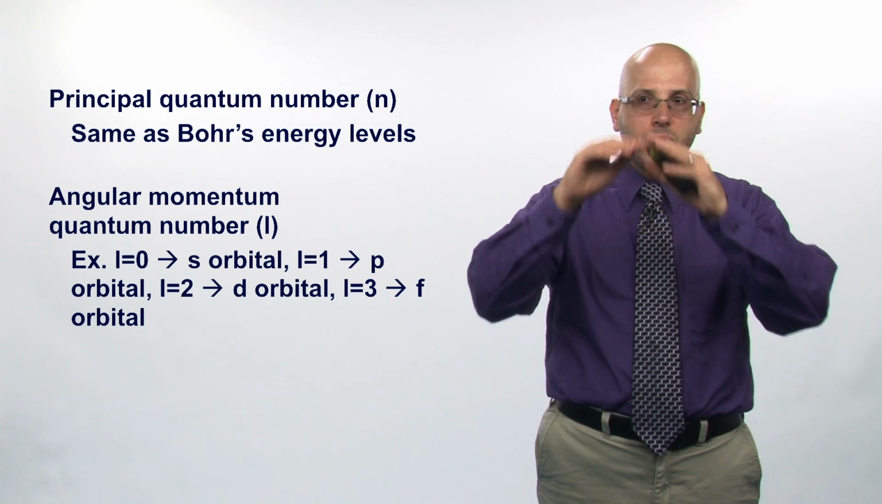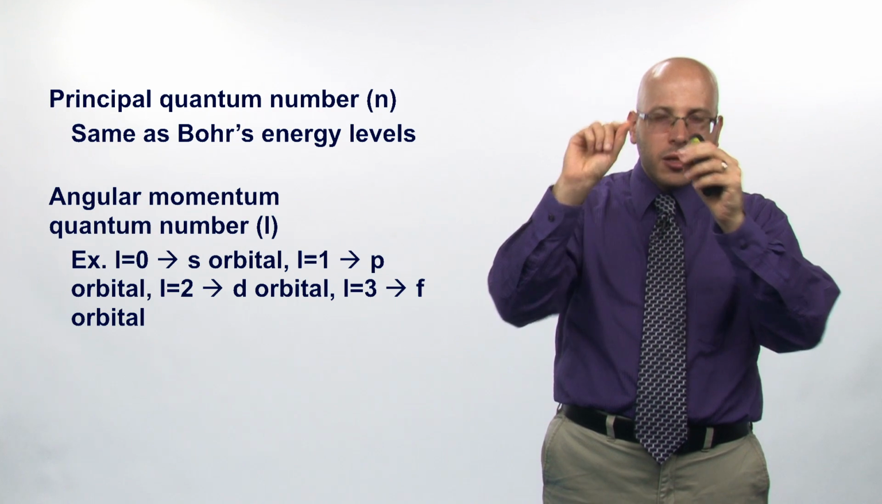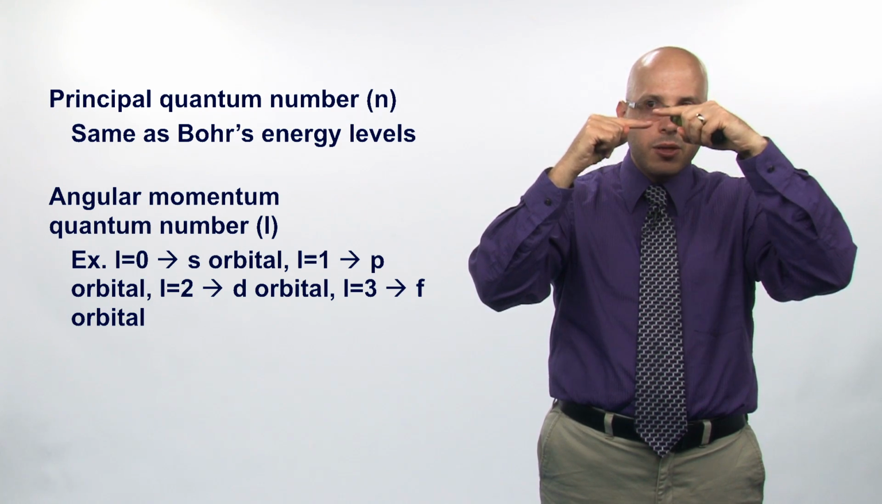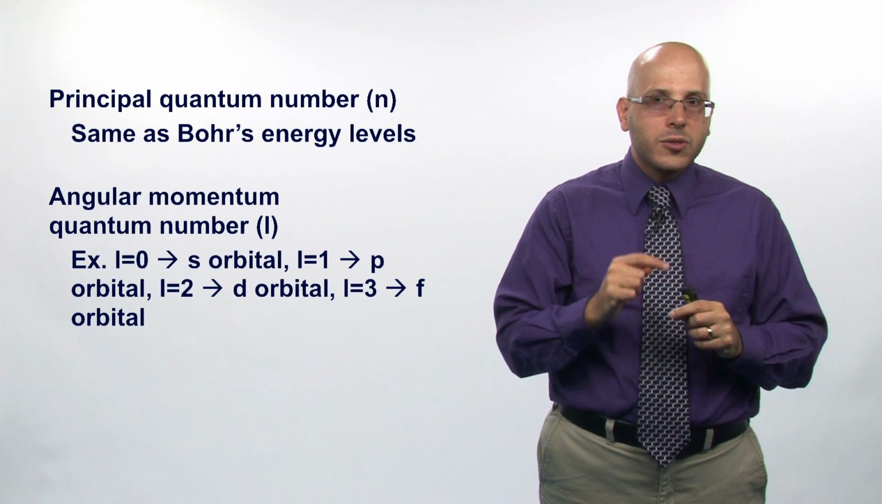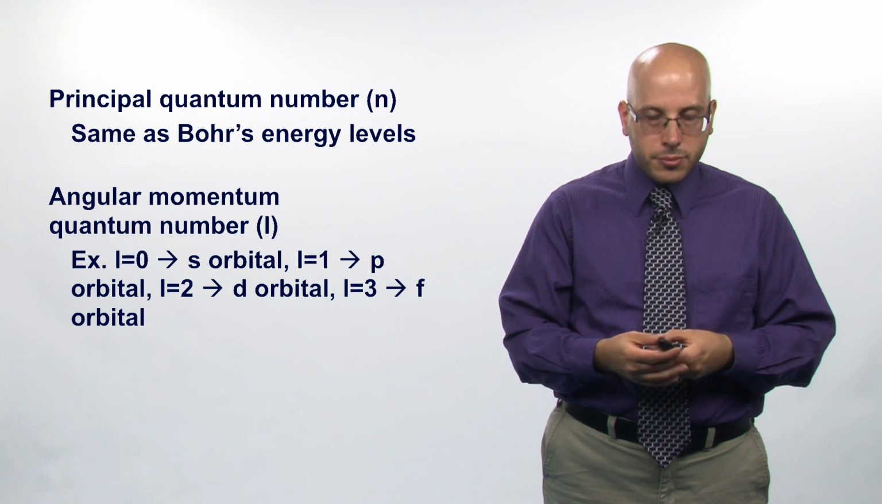In other words, if you zoom in to these energy levels where the electrons are, you get really, really close. Even if you're in, for example, the second energy level, there might be little sublevels within there. And so one of them might be the S orbital, and the other one is called the P orbital.